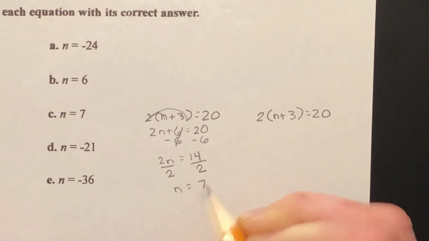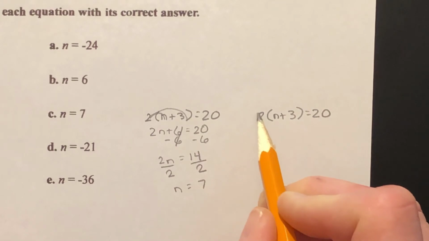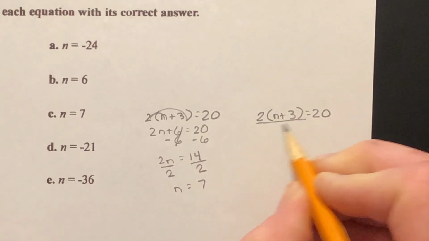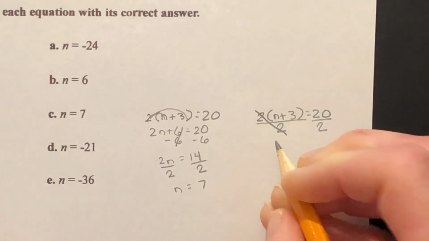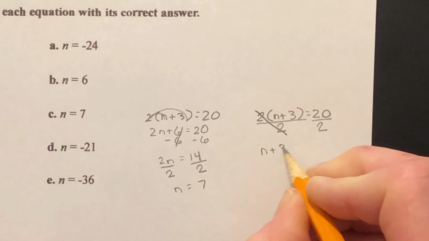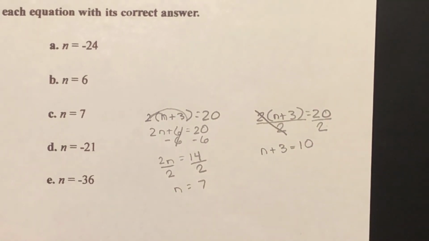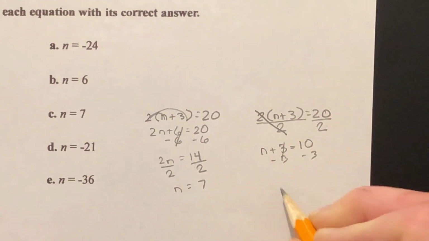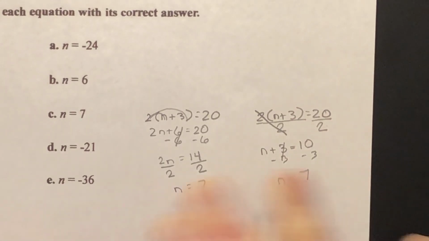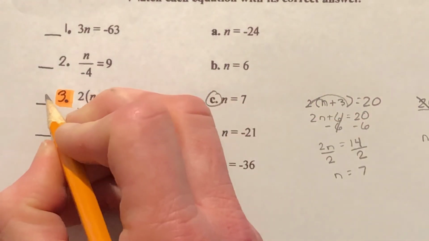n equals 7. The other way to do it is to divide by 2 to get rid of the times 2. So divide this by 2, divide this by 2, like that. Then you're left with n plus 3 equals 10. You subtract 3 from both sides, n equals 7. See, either way it's the same. So the answer for 3 is C. And you thought it was 7.